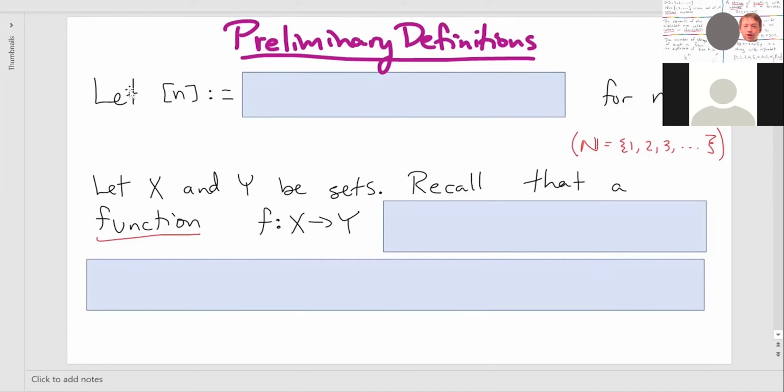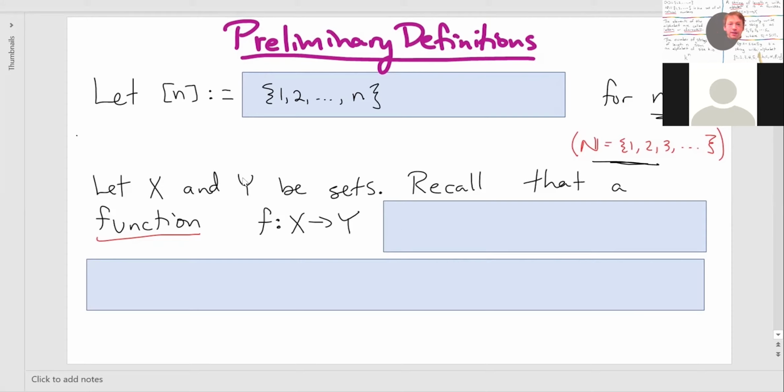So what I want to talk about now is strings. First I need a few definitions. I'm going to let square brackets n denote the first n positive integers, so the numbers 1 up to n, where n is a natural number. People sometimes use the natural numbers different ways, including 0 or not. Just to be clear, for this course, the natural numbers are always going to start at 1.